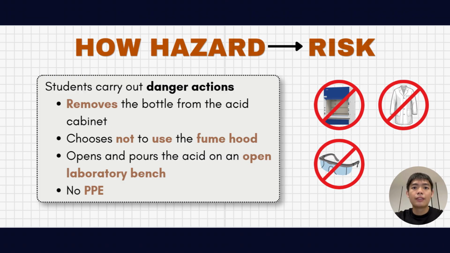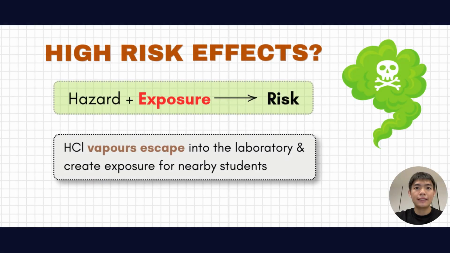In the video, the student carried out several unsafe actions, including removing the acid from the cabinet, choosing not to use the fume hood, pouring the acid on the open laboratory bench, and wearing no PPE. These actions create high-risk conditions, which means that the acid vapor now escapes into the laboratory and creates exposure to the nearby students. In short, when hazards come together with exposure, risk occurs.